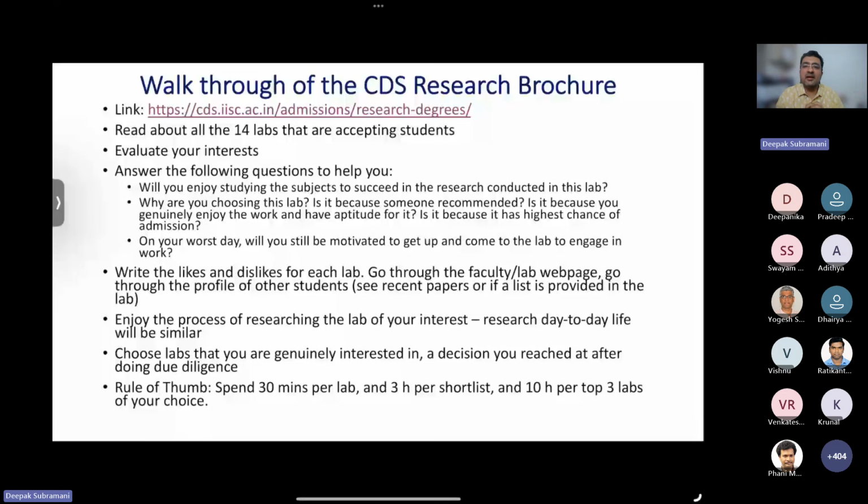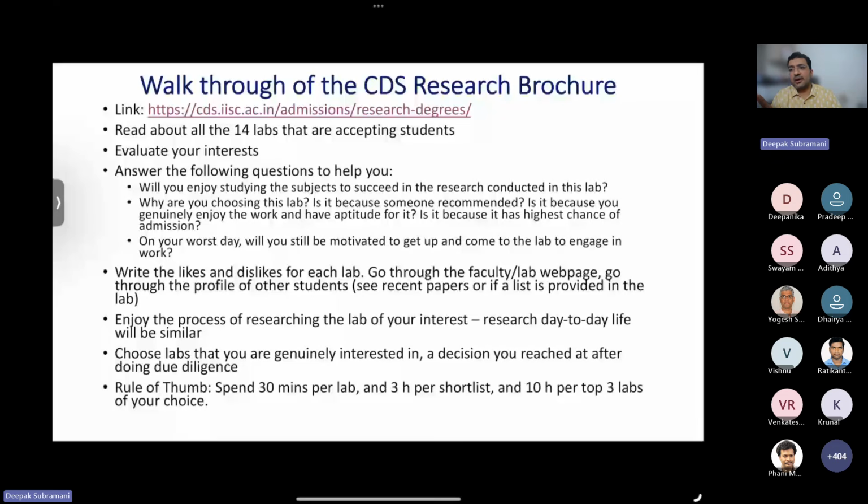So imagine that day. Next day, will you still be motivated to get up, come to the lab, and engage in the work? If the answer is a resounding yes, then you are the right candidate for research. Please do select that lab, and please do come.